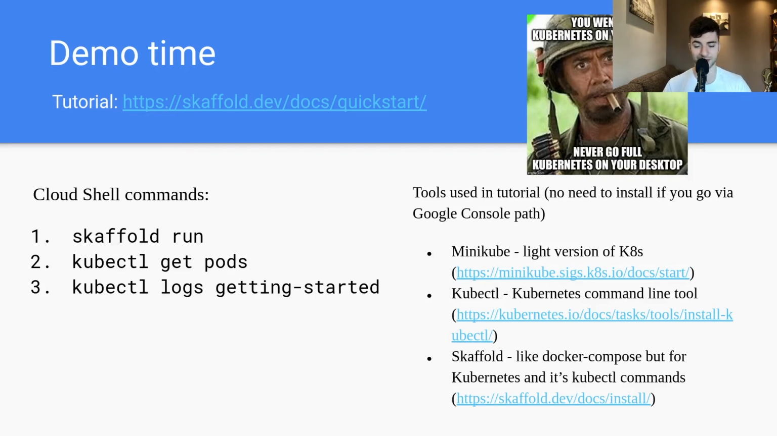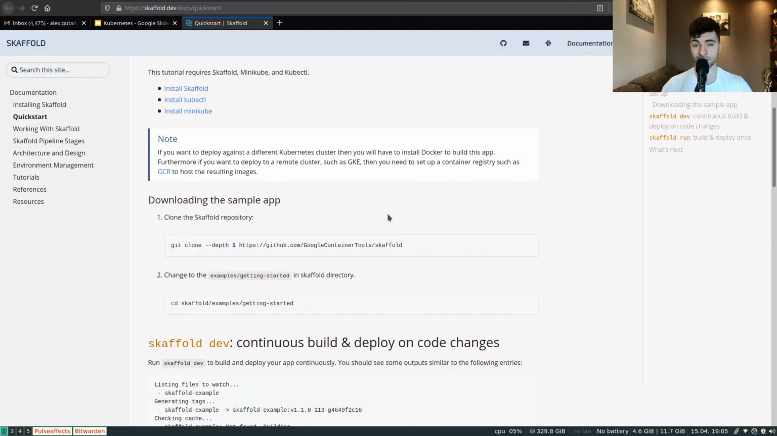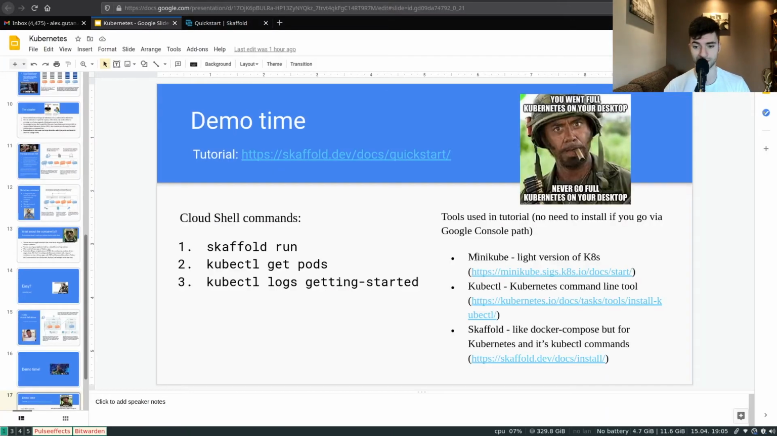Docker Compose allows you to write a configuration instead of running multiple docker run command line statements. So what Scaffold does is the same thing: it allows you to write a scaffold configuration so that you don't have to write all of these kubectl commands. So let's get into it. You have two options here. Either you install all of these three tools, Minikube, kubectl, and Scaffold, but I wouldn't recommend that.